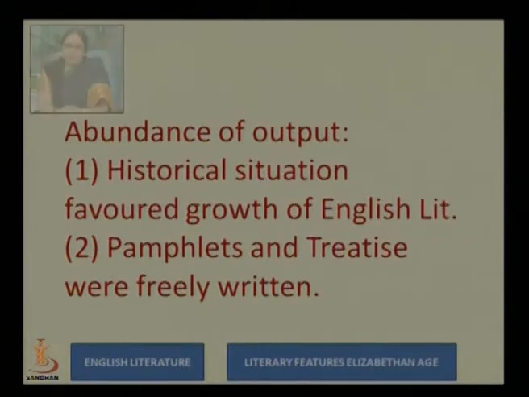Now we look at the next feature. Other than the influence of classical language, and specifically the Greek language, you will find that there was an abundance of output in the literature written during this period. What was the reason behind this? As I said, there was stability after the war between Scotland and England came to an end, and Queen Elizabeth ruled over England, and she favored the growth of English literature.